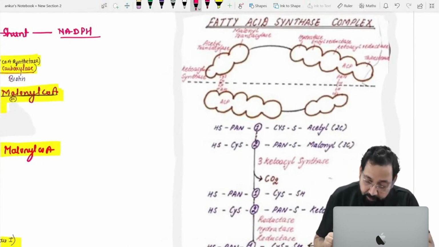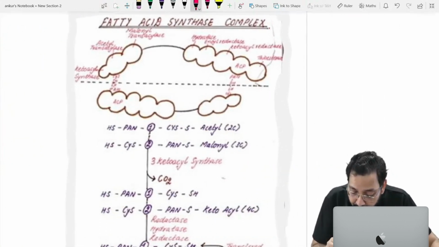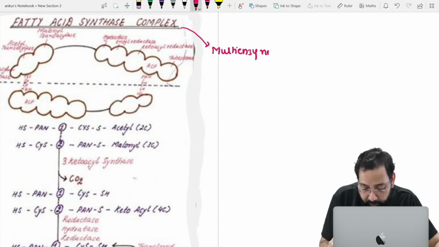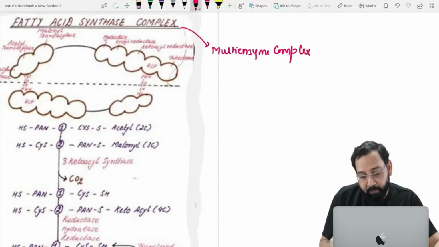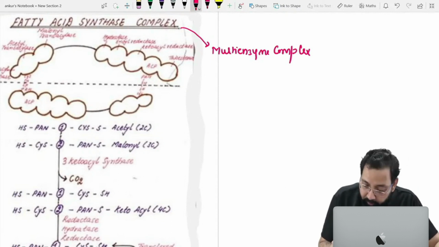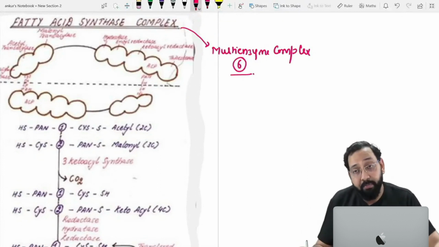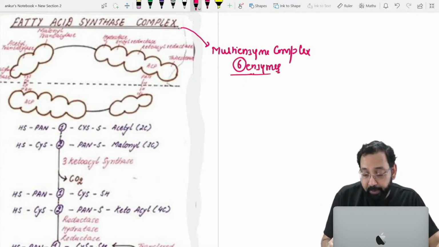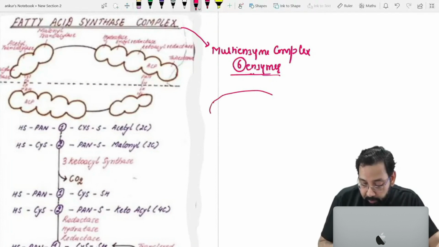The name of this enzyme is fatty acid synthase complex. This is a multi-enzyme complex. How many enzymes are there? Six enzymes are there. Previously we used to consider 7 enzymes, but now we say 6 enzymes are there. Yes, in this multi-enzyme complex it is a dimer.